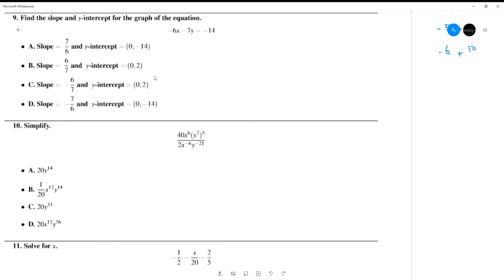Okay, number 9, find the slope and y-intercept for the graph of the equation here. So we just have to convert this into slope-intercept form, y equals mx plus b. So solve for y. I'm going to add 6 to both sides. So I have negative 7y is equal to 6x minus 14.